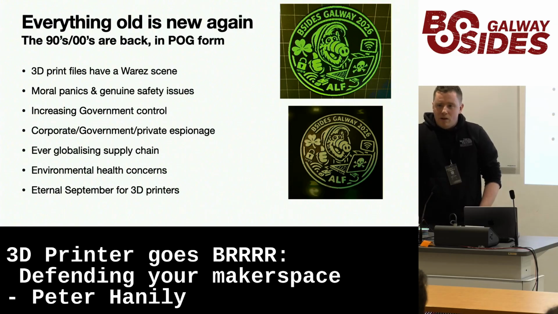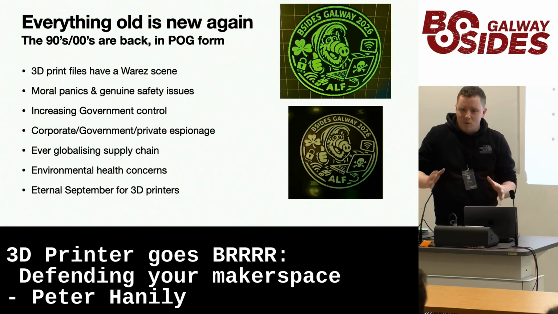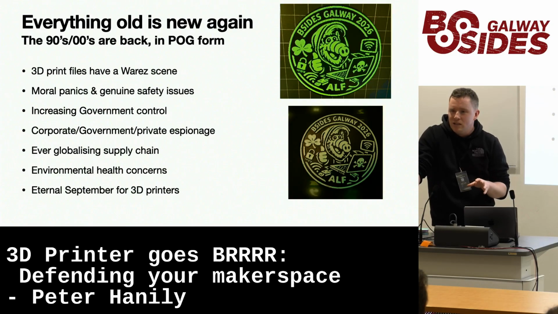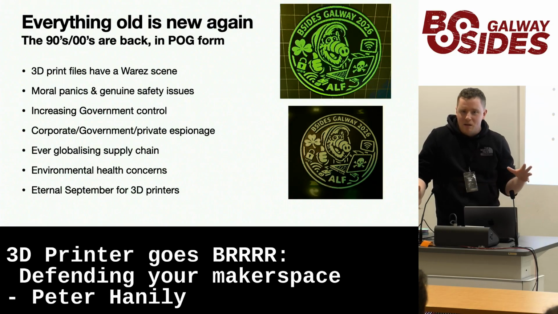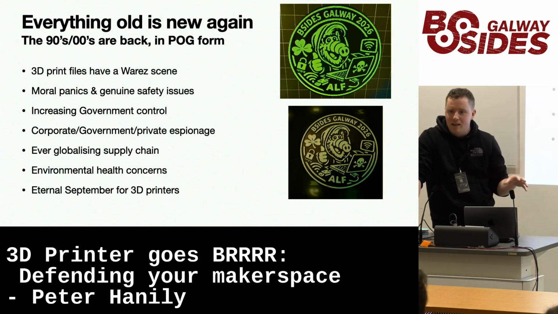But what does that mean for us, right? Given the history, given that convergence, we're effectively back to somewhere in the 90s or the 2000s. We skipped the 90s in terms of 3D printing because of all the patents, right? So they all expire. We're reliving that today. 3D print files are getting passed around. There's moral panics, and we'll be talking about some of those in a minute. We're seeing increasing government control. We're seeing espionage at a whole bunch of different levels. There's a massively globalized supply chain.